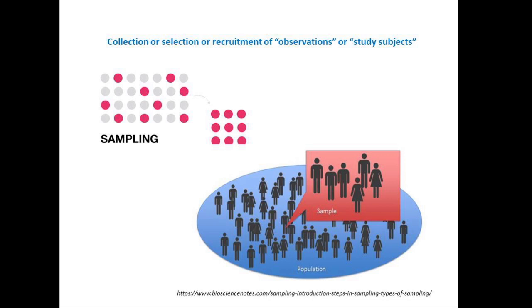If you want to study a disease like Alzheimer's, you have to target elderly individuals, because Alzheimer's is generally most prevalent among elderly individuals aged more than 50 or 60. So you have to have a target population and you have to select or collect or recruit the observation or the study population from the whole region.